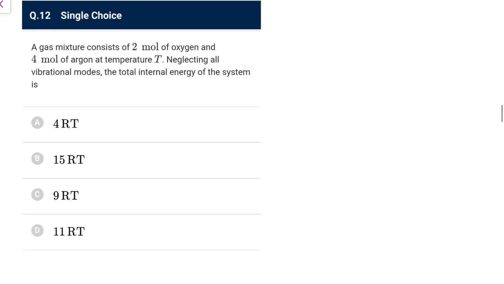A gas mixture contains 2 mole oxygen, 4 mole argon, neglecting all vibrational modes, the total internal energy. So vibration you have to neglect first. 2 moles of oxygen. Oxygen is diatomic, so we will have 2 into 5 by 2 RT. Argon is monoatomic, that is 4 into 3 by 2 RT, that you can directly say. So it becomes 5 RT, it becomes 6 RT, so it becomes 11 RT. That's an easy one for you. Go for option D like that.